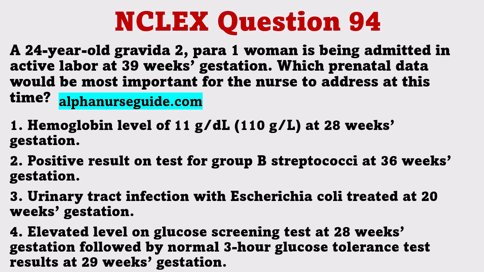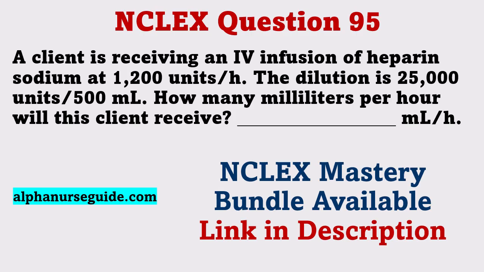A client is receiving an IV infusion of heparin sodium at 1,200 units per hour. The dilution is 25,000 units per 500 milliliters. How many milliliters per hour will this client receive?